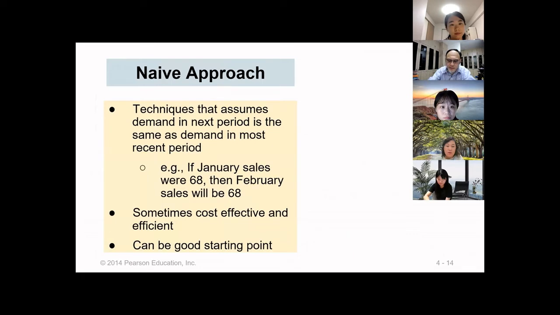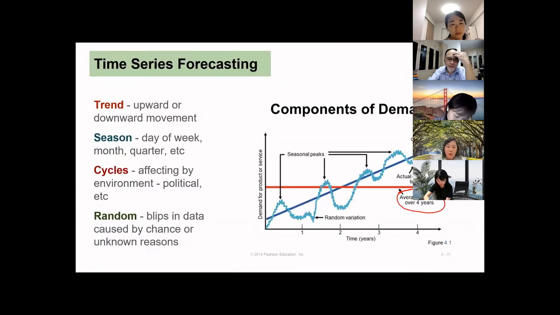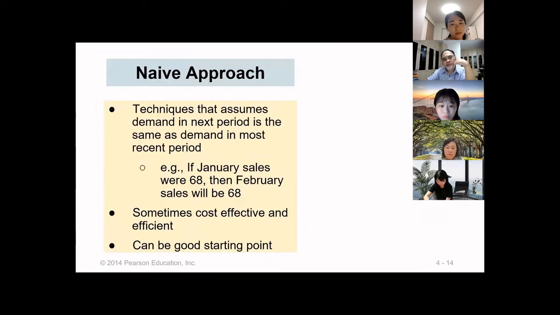Remember, just now we talked about 4 types: naive, moving average, exponential, and trend projection. The naive approach is a technique. Naive means like stupid, no, not stupid, it's naive. The technique assumes that the demand for the next period is the same as demand in the most recent period. If January sales is 68, then February will also be 68. If today is 50, tomorrow is 50.